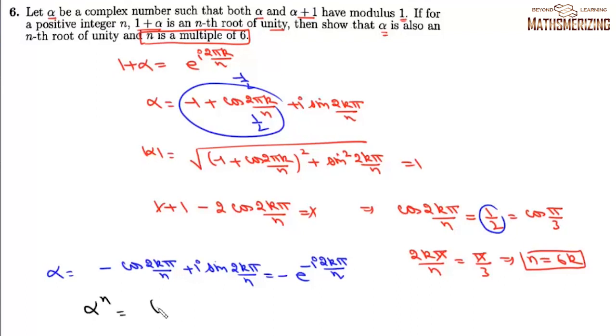Now if we take nth power of alpha, we can write alpha to the power n will be minus 1 to the power n, and then e to the power minus iota 2k pi. Now since n is a multiple of 6, minus 1 to the power n will be simply 1. So this alpha to the power n will be e to the power minus iota 2k pi, which is cos 2k pi plus iota sine 2k pi, which is 1. So that means this alpha is also a root of the equation x to the power n equals 1. That is, this alpha is also an nth root of unity.